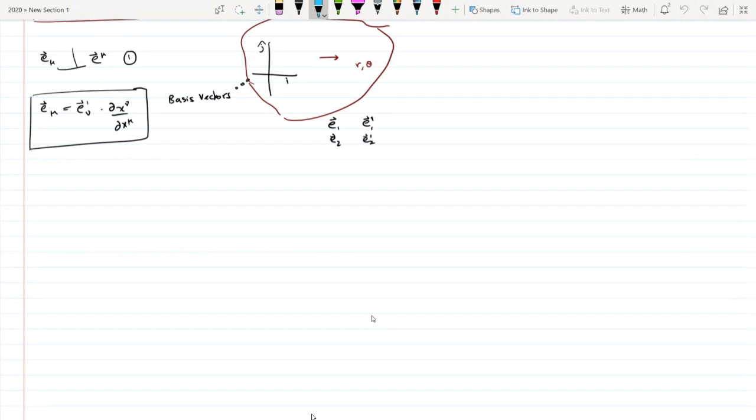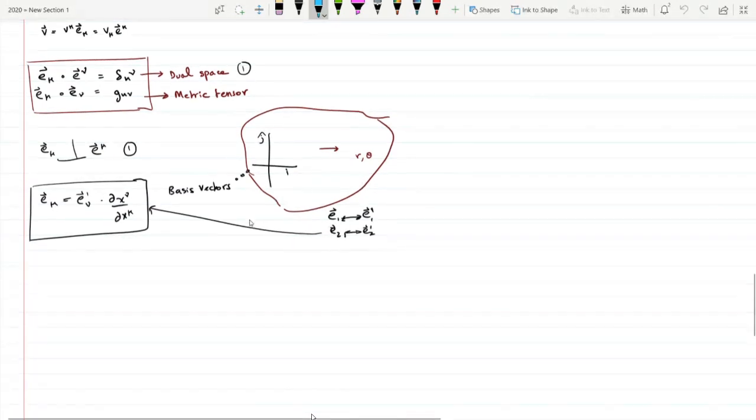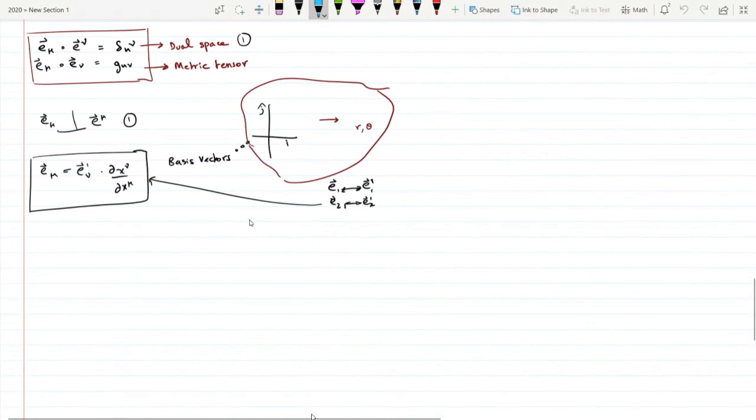And I'm asking you, how are these two related? That's the question we're asking. This is given by this equation. Does everyone understand that? I'm relating my basis vectors, i hat and j hat, to r hat and theta hat, and they're related to each other this way. I want you to go home and do this exercise. This is homework.